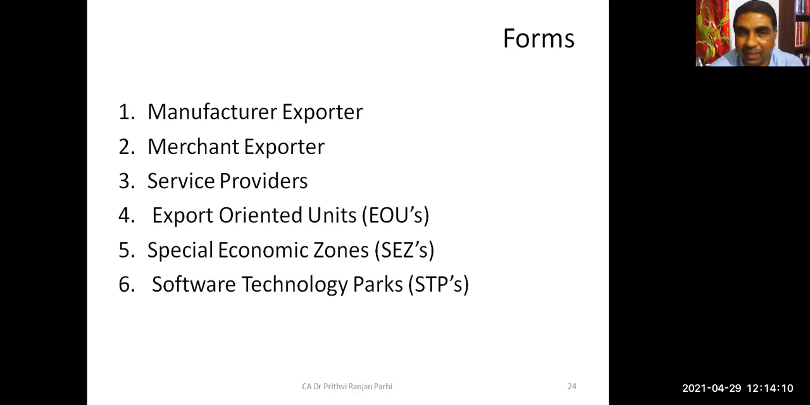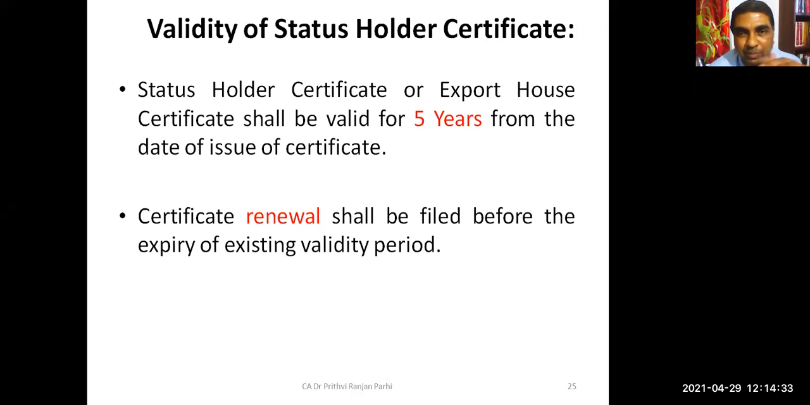They are located, EOUs. Similarly, special economic zones or SEZs are also there. Under this SEZ, various entities are there. They also do export. Then software technology parks. Under that park also various entities operate. They also do a lot of exports. So these are various forms of export.